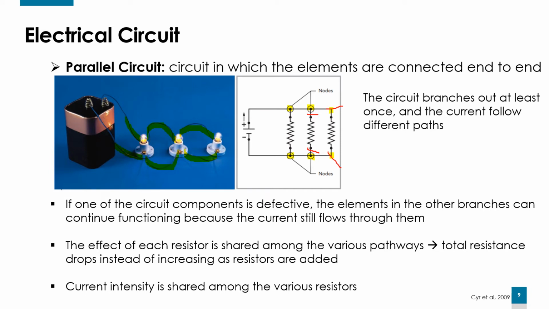The circuit branches out at least once and the current flows along different paths. So it means the current doesn't flow along just one path, but different ones, because it goes, for example, to the first one, then another one and another one. It's not just one direction for all of them together. The points at which a circuit separates are called nodes. So a node is where the current is split, okay?